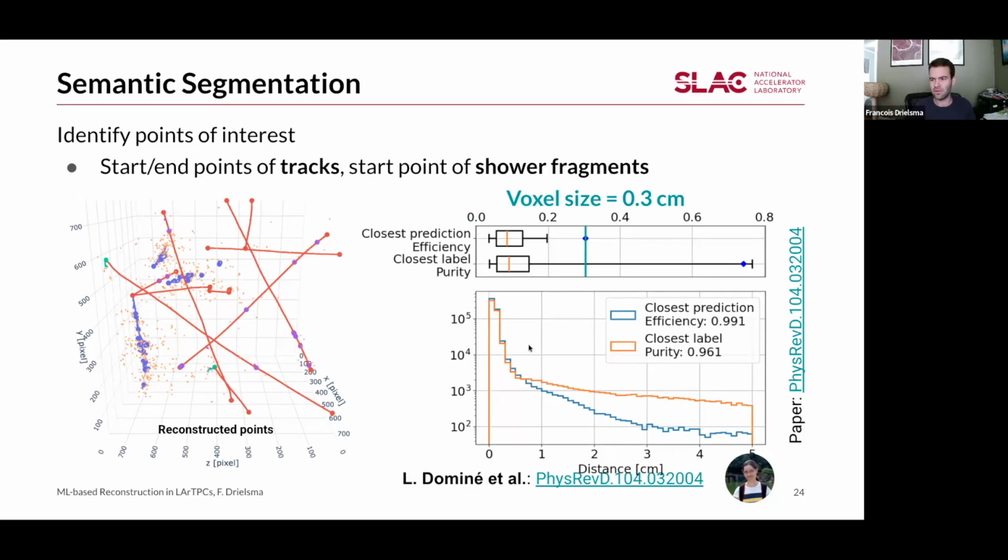What's really cool to see, if you look at the right-hand side histogram, is that the resolution we achieve is actually smaller than the pixel size in the detector. So we're able to nail the position of points of interest more accurately than you can by just picking a specific pixel. The other thing that's really cool is if you look at the blue histogram, you can see that within 5 centimeters of where we expect to see points, we have a predicted point. So the efficiency of recognizing a point of interest is about 99%.